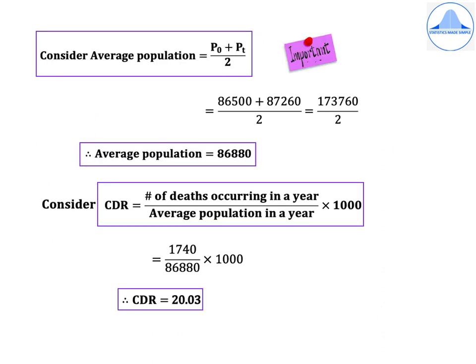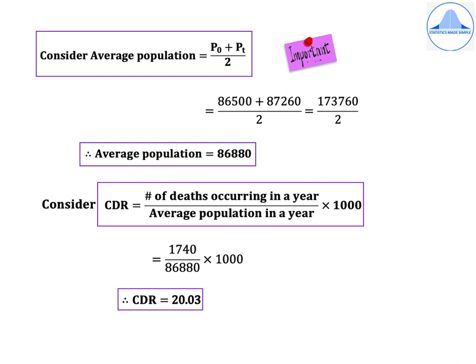In the formula for CDR, we require the average population. So let us now consider the formula for the average population, which is P naught plus Pt divided by 2, which is equal to 86,500 plus 87,260 divided by 2, which is equal to 1,73,760 divided by 2. Therefore, the average population is equal to 86,880.